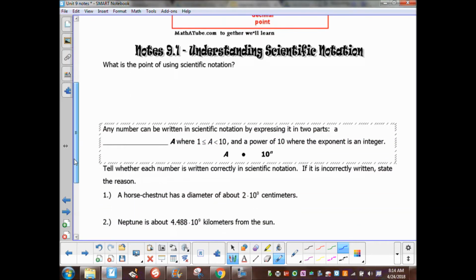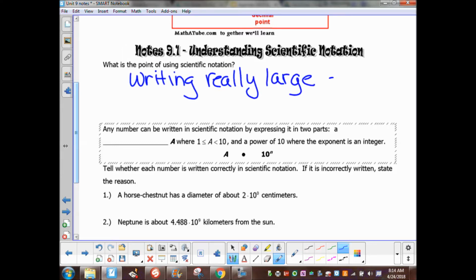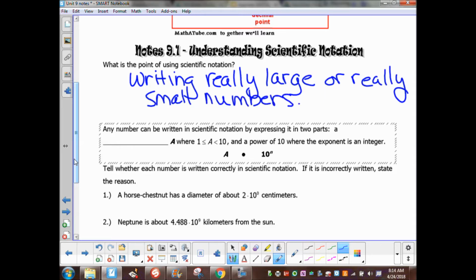So, understanding scientific notation. What's the point of it all? What's the point of scientific notation? The point of it is when we're writing really large or really small numbers. It helps us as a shortcut.